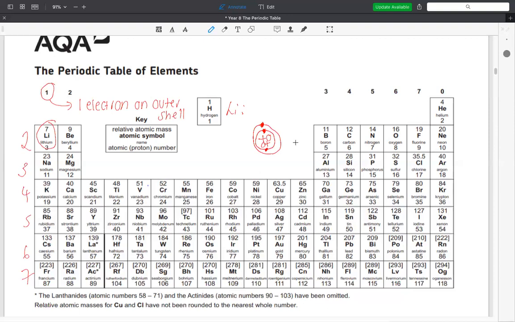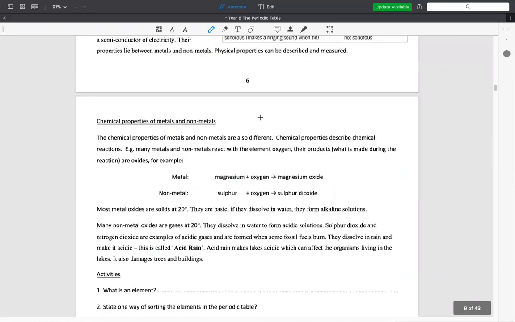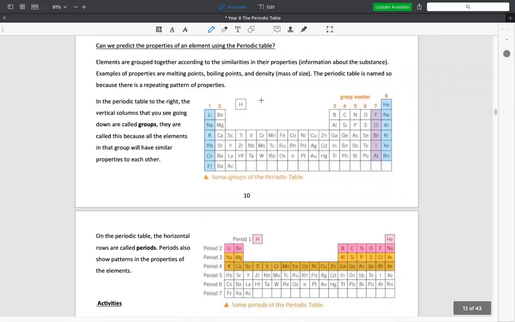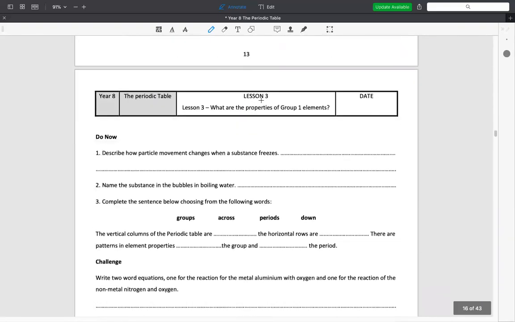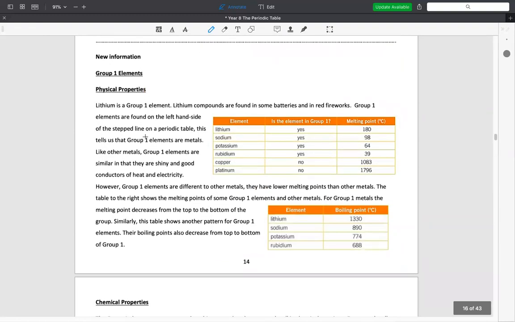One other thing that we know is if we draw our stepping line, which I'm going to draw really roughly on here, we know that all the elements on the left of that are metals, and group 1 is on the left of it, so we know that group 1 elements are metals. So that's what we know so far. Let's have a look at the rest of the new information and see what else we can find out about the properties. So we know that group 1 elements are metals.